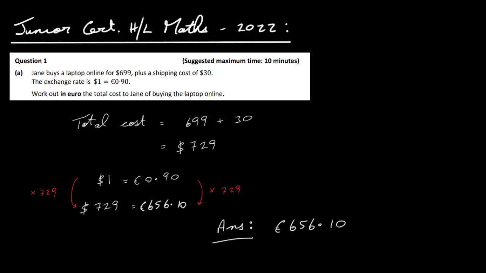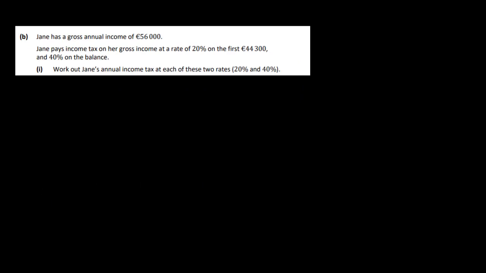Okay, so let's have a look at part B1. So Jane has gross annual income of 56,000 euros. Jane pays income tax on her gross income at a rate of 20% on the first 44,300 euros and 40% then on the balance. Work out Jane's annual income tax at each of these two rates, 20% and 40%. Her gross income is 56,000 euros. She pays 20% on the first 44,300. So 44,300 is the standard rate cutoff point, and 20% is the standard rate.